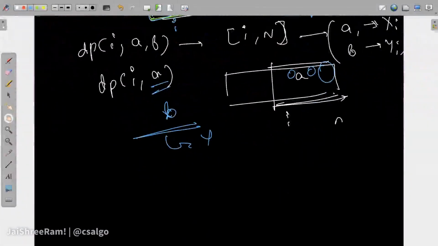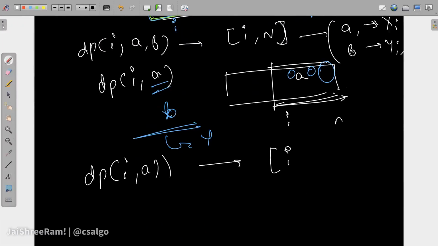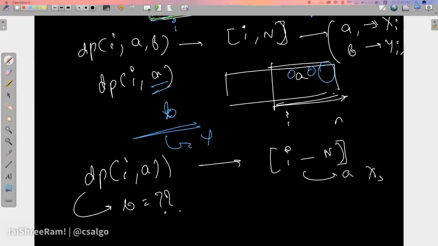So this particular reduction allows us to calculate the dp using this relation: dp of i comma a, where from i to n you need a number of x's. From this we need to derive the value of b. Can someone quickly find out the value of b? Can you think about how we retrieve the value of b? Because unless we do that, that's not going to hold true.